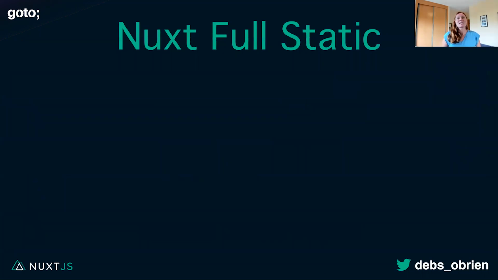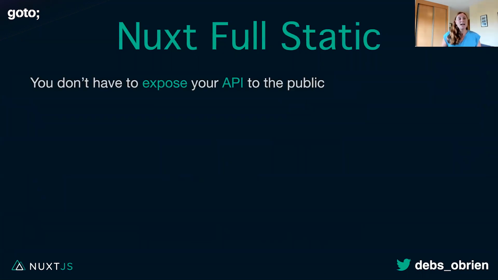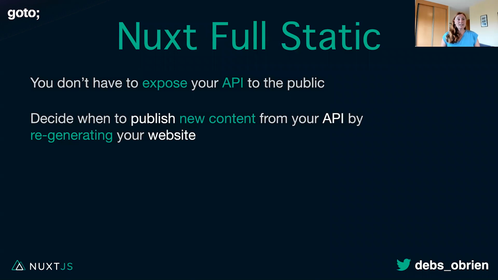So with Nuxt full static, what do you get with full static? So you don't have to expose your API to the public. So, if you're having another application, you look in the network tab, you can see everything from your API. So with full static, you don't see the API call at all. And you can decide when to publish new content from your API. So you're regenerating your site every time you want new content. So you're in control of everything. Kind of like if you think about the WordPress days, right? Until you press publish, you're not going to actually get that live. So it's kind of a similar way of thinking.